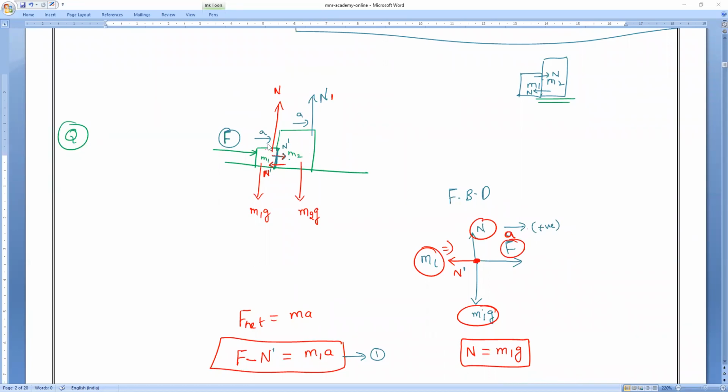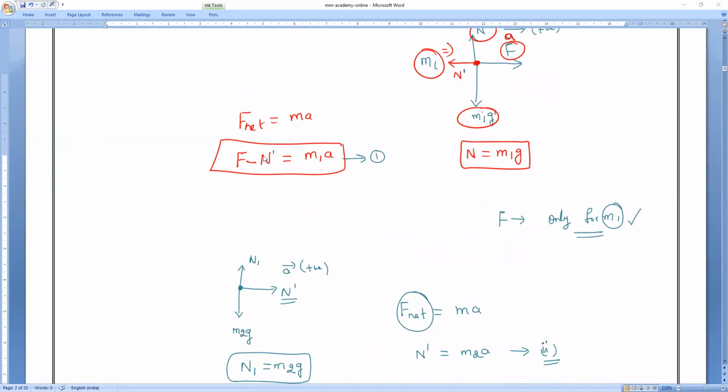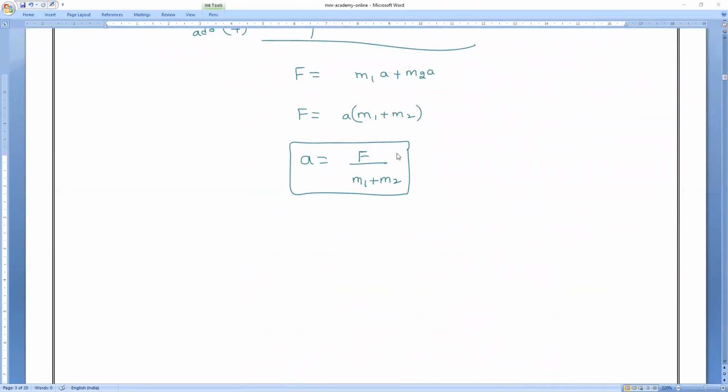So now you understand: when two bodies are in contact and force is exerted on only the first body, if you want to find the acceleration, the formula is F divided by (M1 plus M2). That's all. Anybody having any problem, you can ask. Clear understanding?